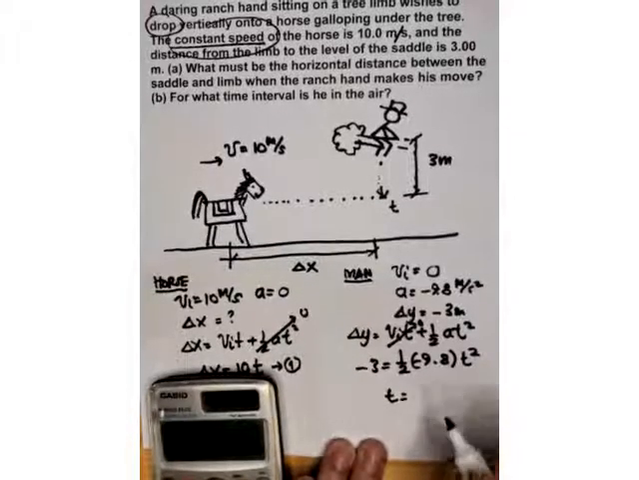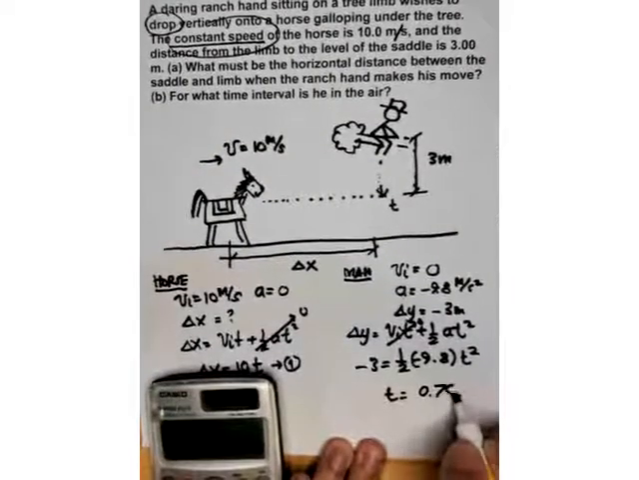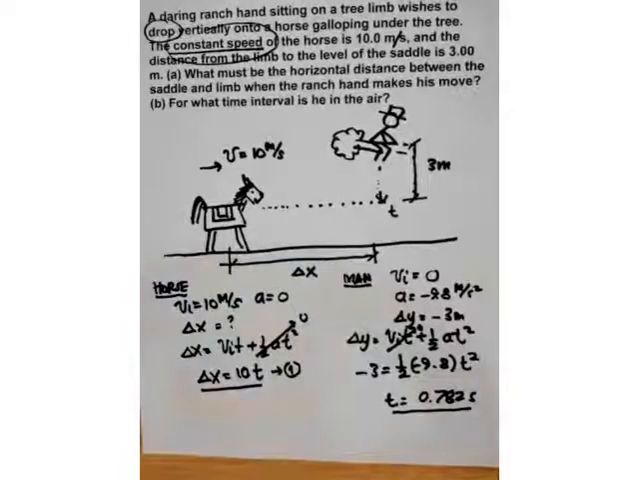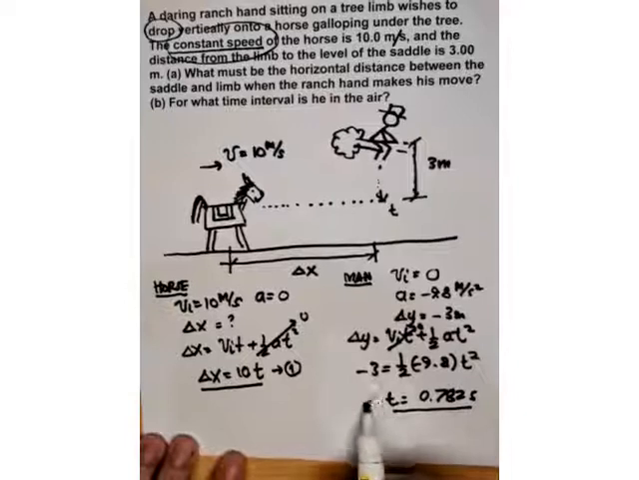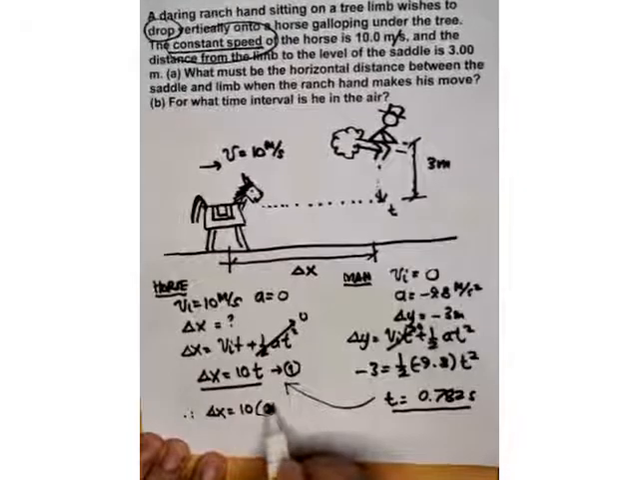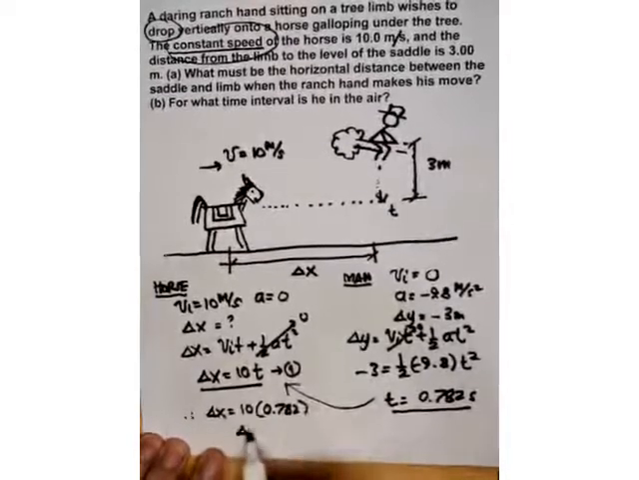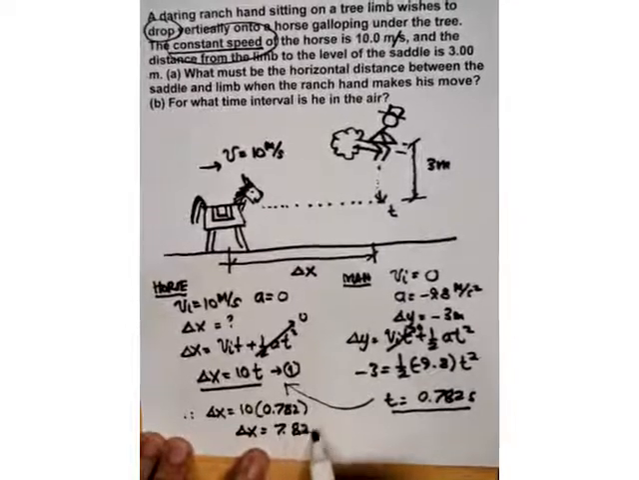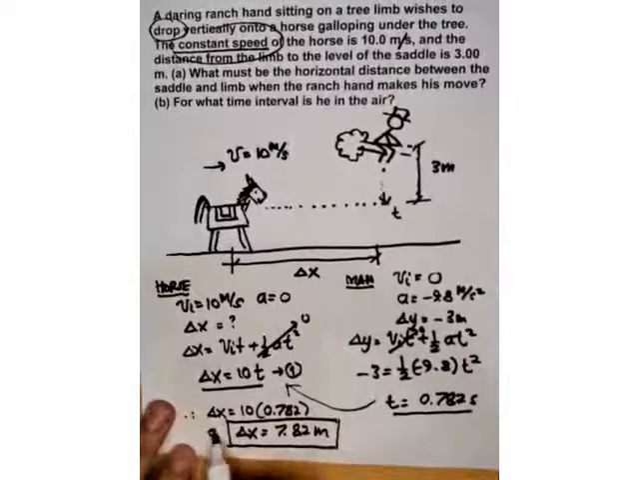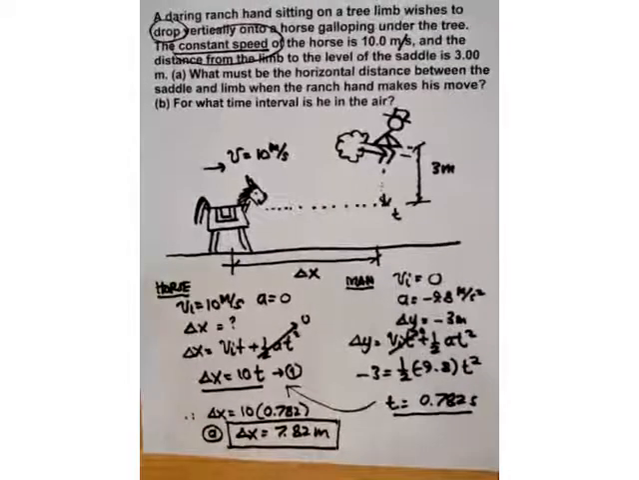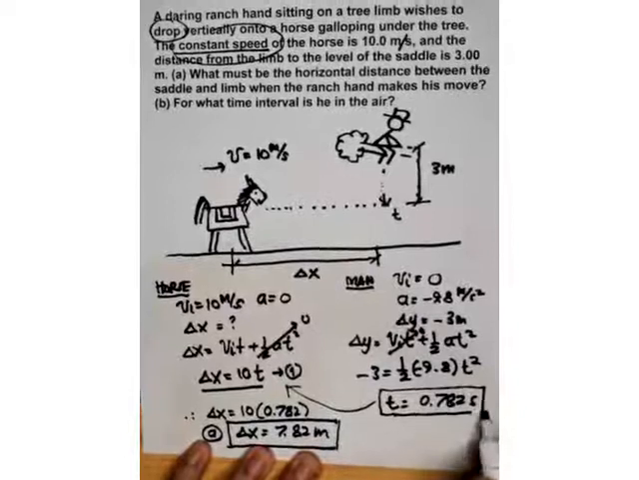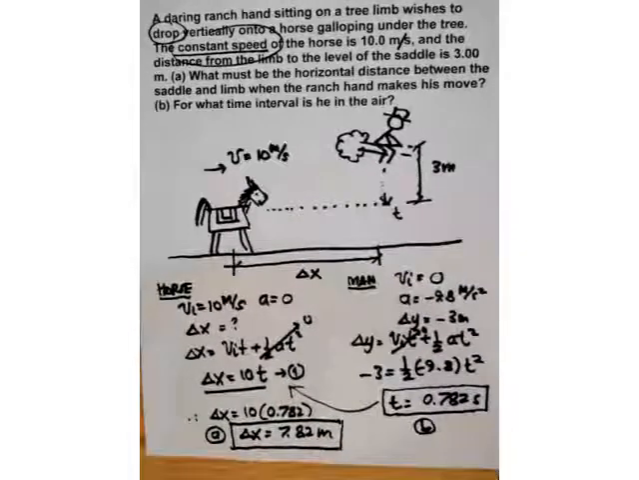Okay, so ang nakuha kong time ay 0.782 seconds. So, tama. And then, isa-substitute natin siya dito. So, therefore, delta x is equal to 10 times 0.782 seconds. So, delta x is equal to 7.82 meters. Ayan. So, ito yung hinahanap natin for letter A. Ang B, actually, nauna natin siyang nakuha. So, yung B is equal to 0.782 seconds.